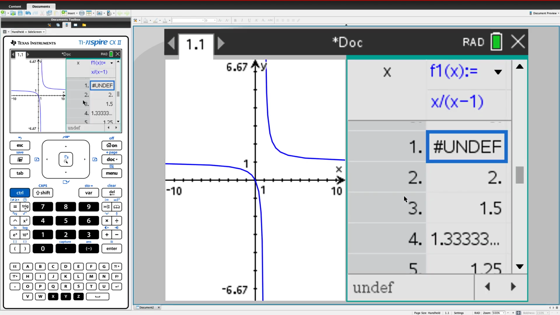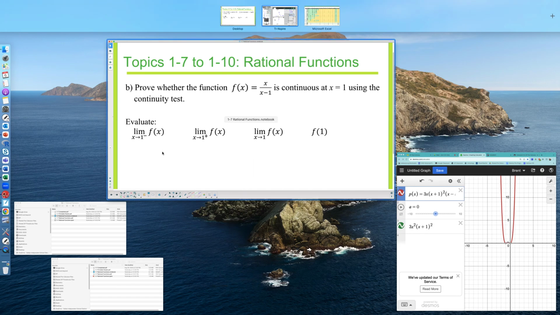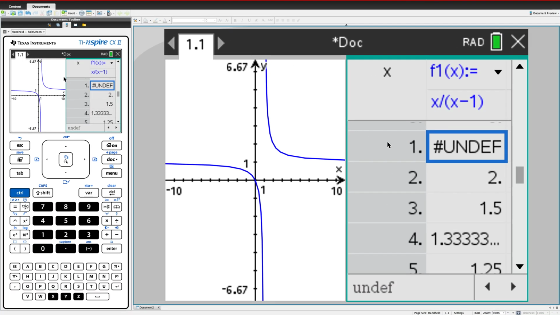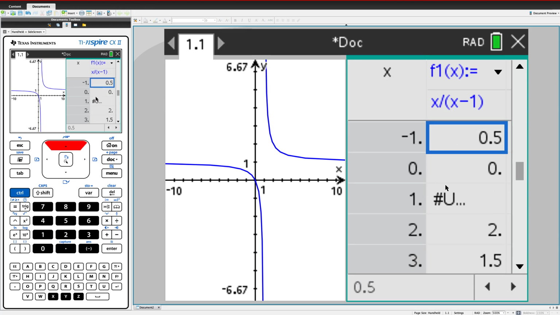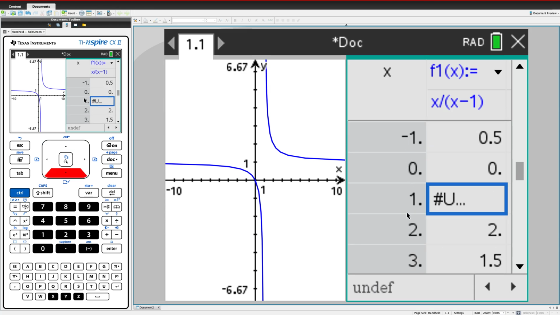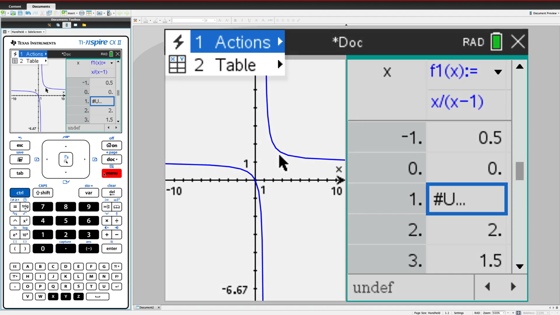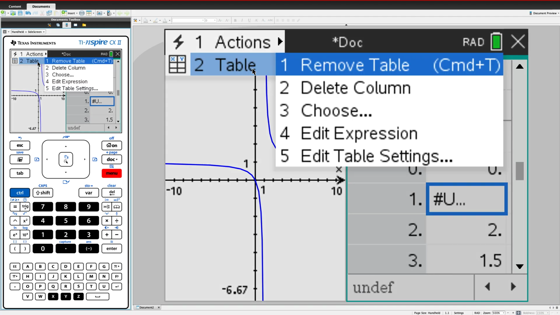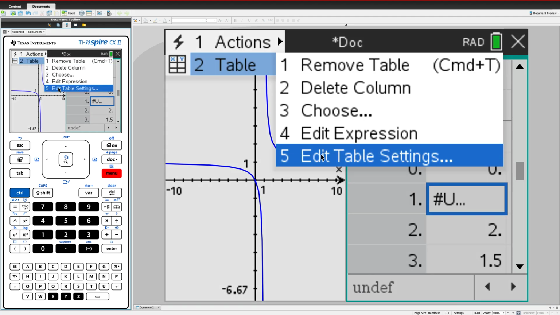Now, when we're working with limits, sorry, let me pull back one more thing. What x value do you see all the way across here? 1. Each one of these is x value 1. We're going to look at 1, and when we're looking with limits, we're not going to leave the x values as they are. I'm going to change it and make it count by 10,000ths. So do this. Press Menu, Table, Edit Table Settings.